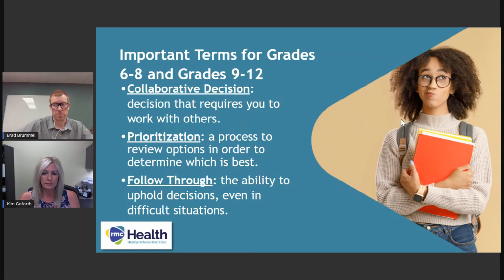A decision that makes us want to work with others or requires us to work with others. Prioritization, a process to review options in order to determine which is best. And then follow through, we've talked on that a lot: the ability to uphold decisions, even in difficult situations.